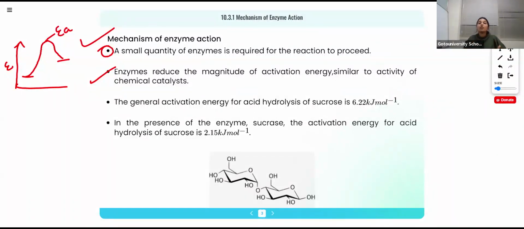Okay, so we know collision theory, right? In every chemical reaction, the reactant molecules should collide with each other. Collide means they have to hit together. Then only will the chemical reaction happen. The reactant molecules have to collide together, they have to hit together, and then only will they convert into product.